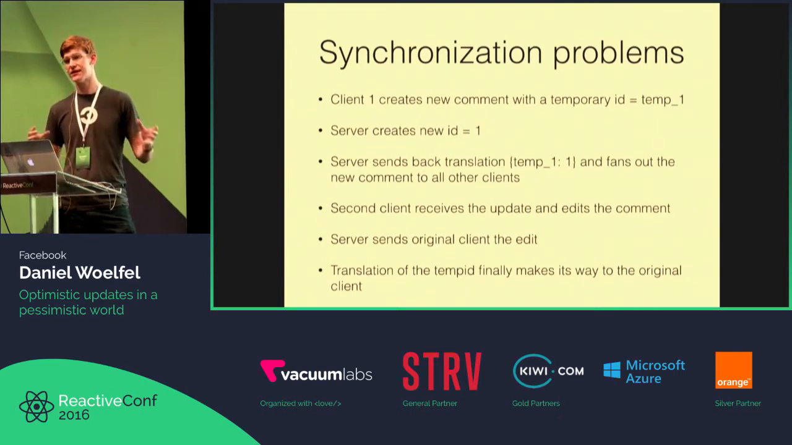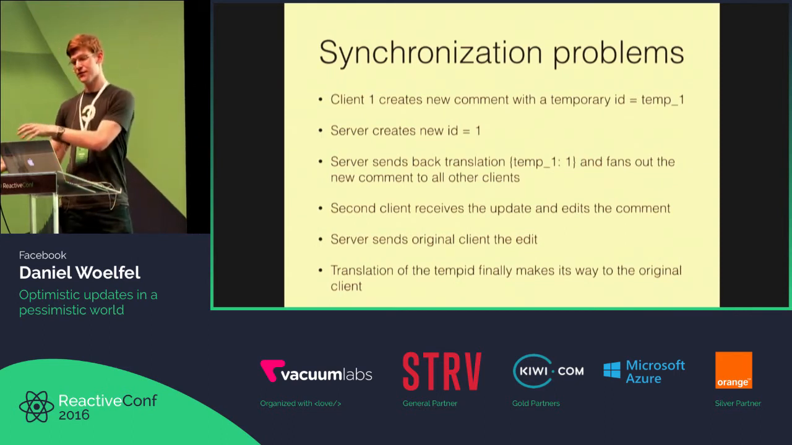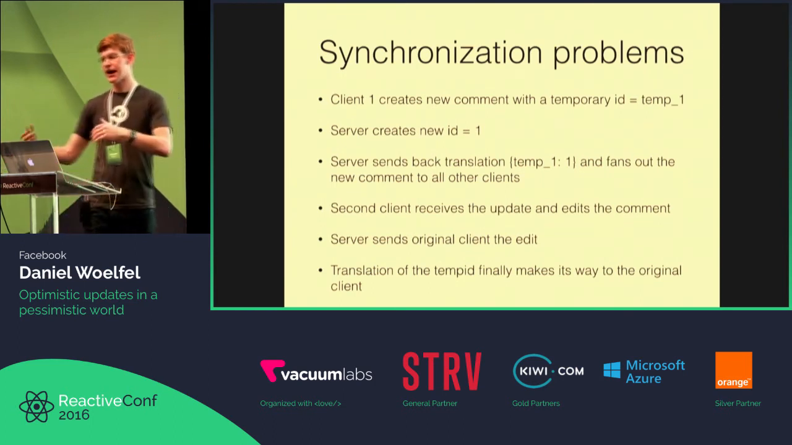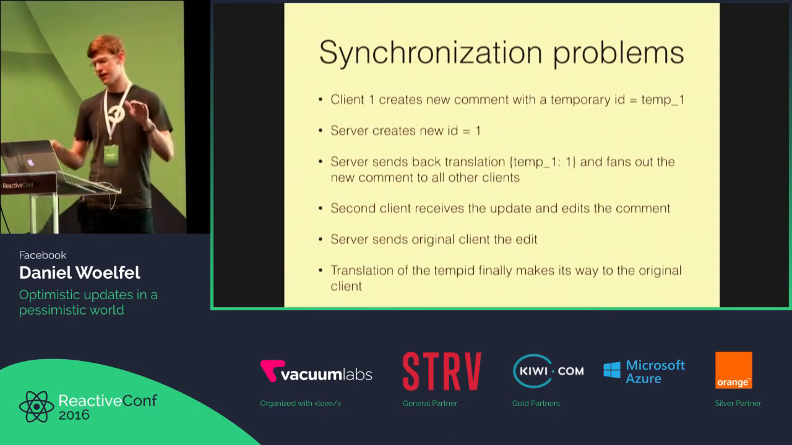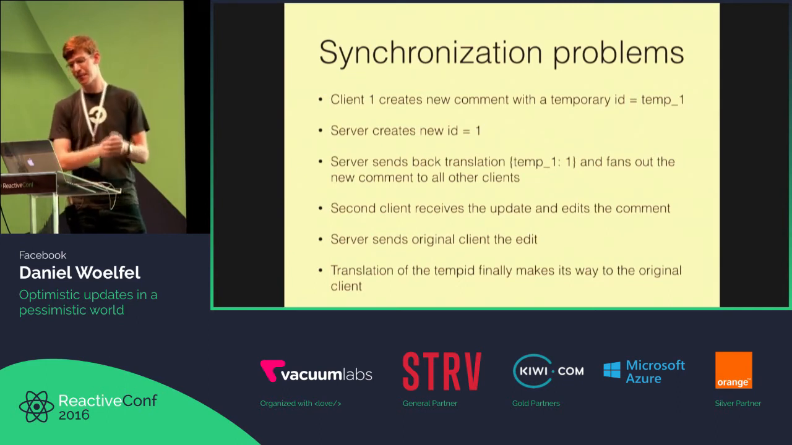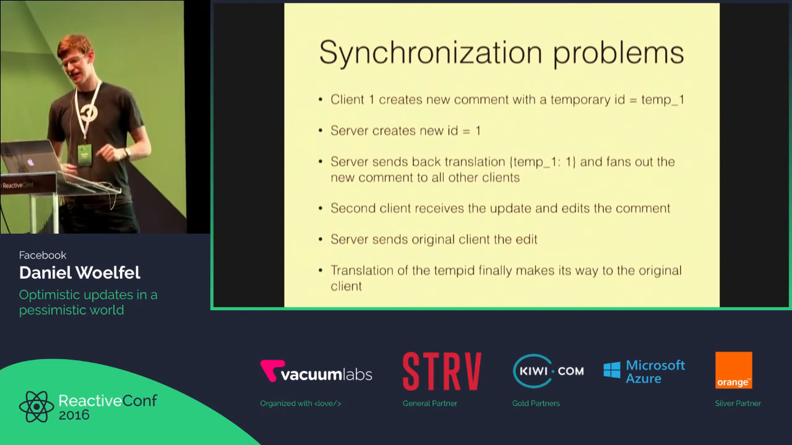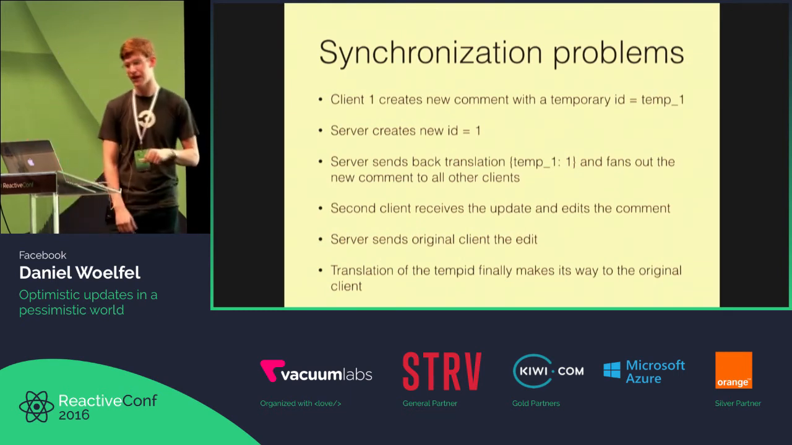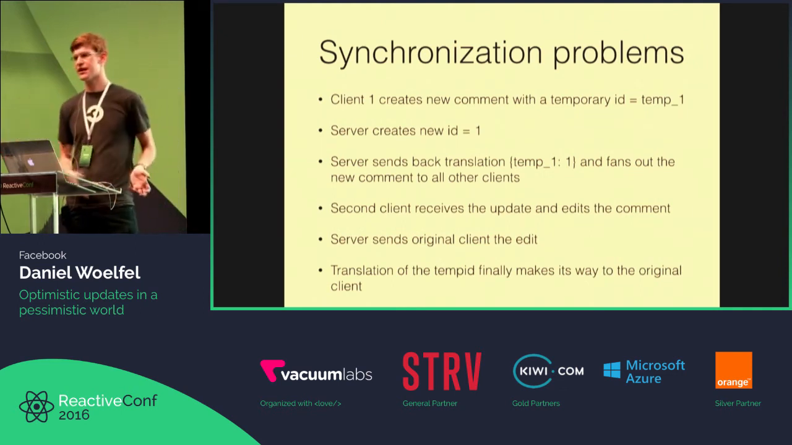So in this scenario, a client is creating a new comment. It's got a temporary ID. It goes to the server, creates a new ID, and it sends that back and sends the comment to all the other clients. So in this ordering, the temp ID hasn't got back to the original client yet, so it doesn't know the real ID. The other client edits the comment, sends it down the pipe. The server gets it to the original client before the temp ID gets there, and now it doesn't know what to do with this comment. It has an ID 1, it doesn't know what ID 1 is yet, it's going to find that out a little bit later.